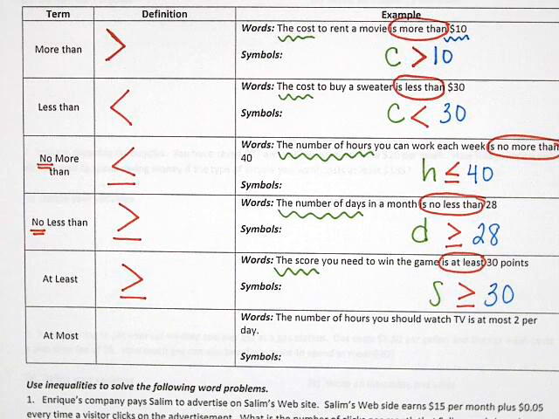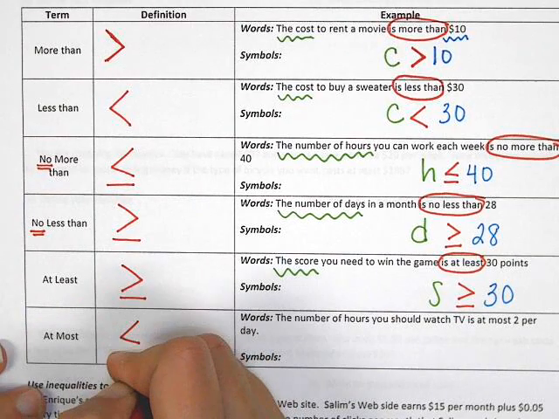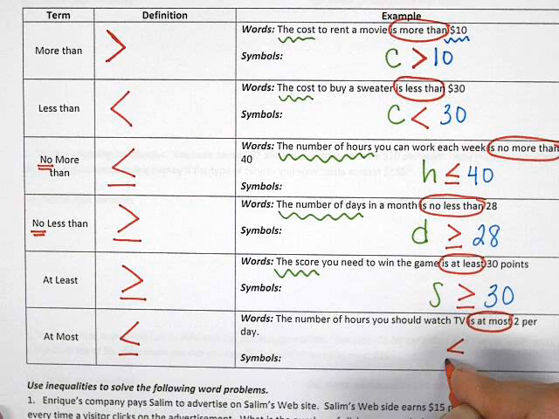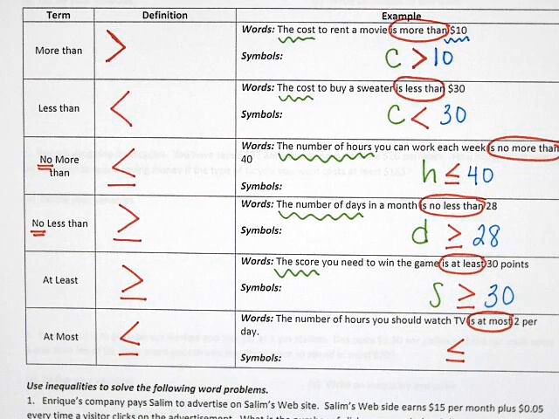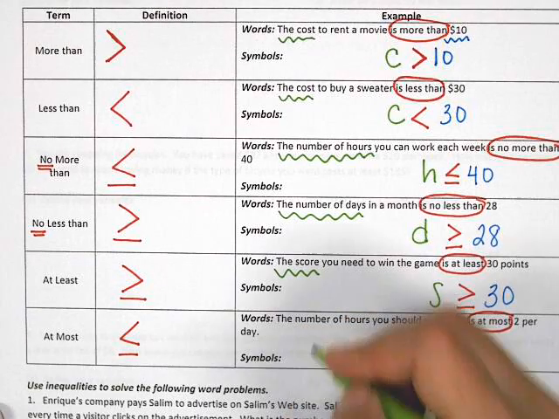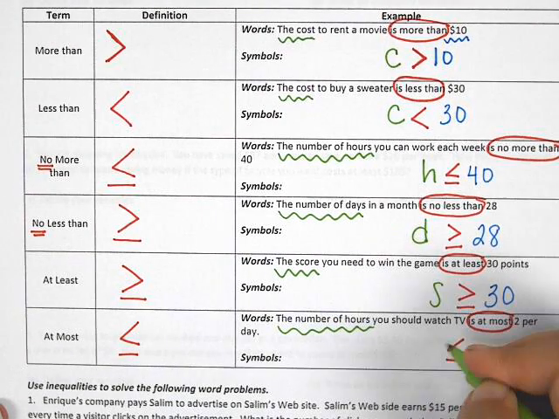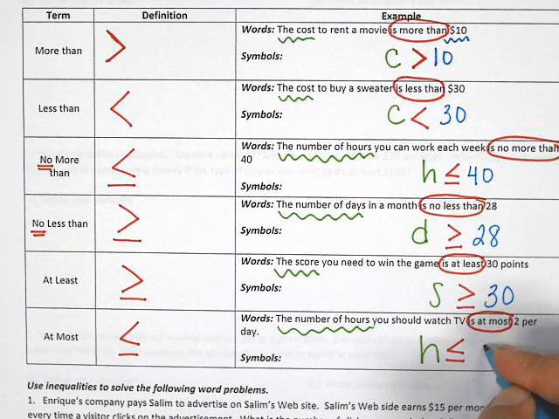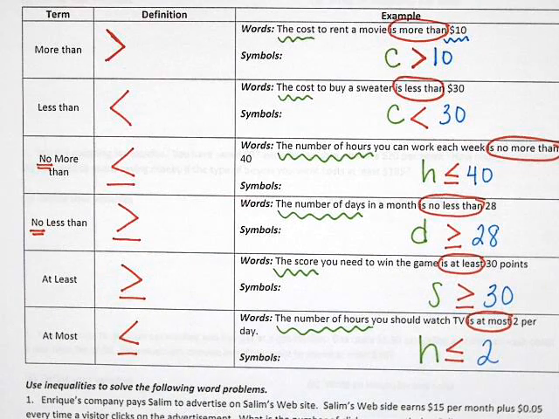At most means that this is the most you want to have. So less than that is fine, but not more. For example, if you need at most 2 hours of homework, that means you don't want more than 2 hours of homework. So you would say less than or equal to. Is at most means less than or equal to. If I say the number of hours you should watch TV is at most 2 per day, I would probably use H for hours. Is at most means less than or equal to 2 per day.